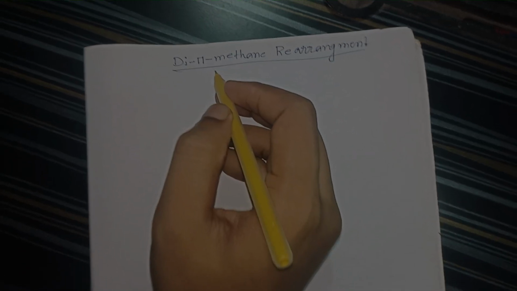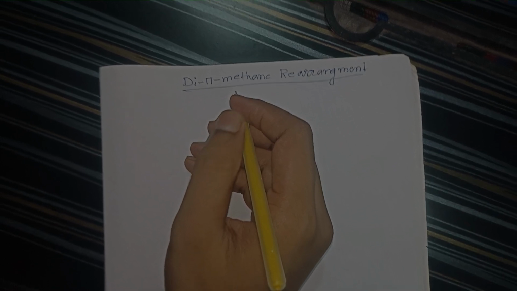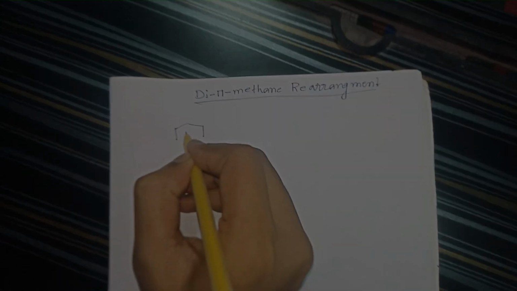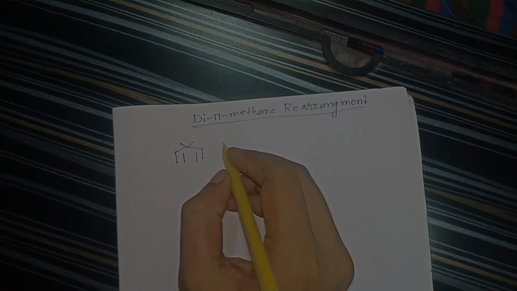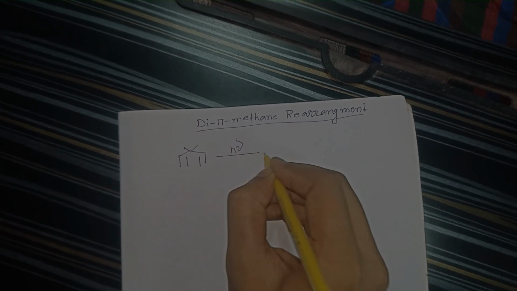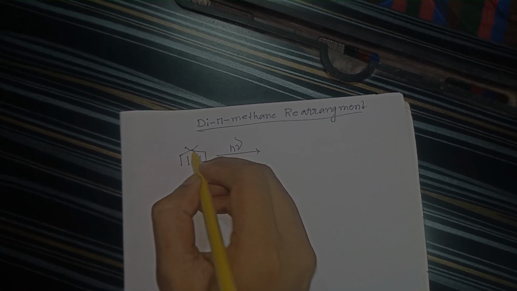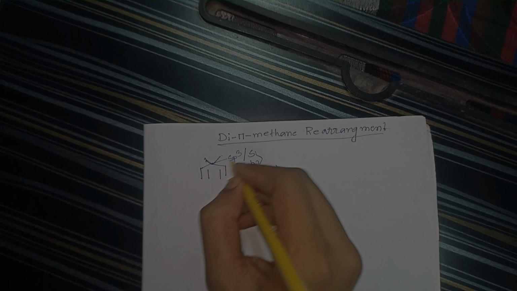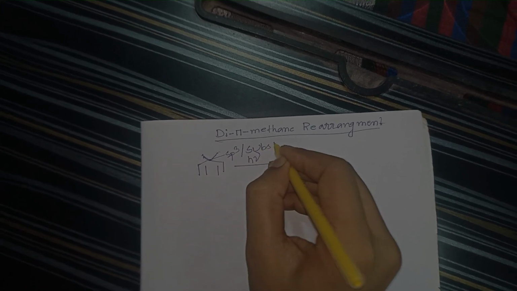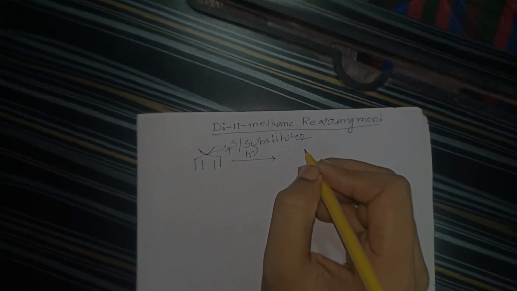Today we will discuss di-π-methane rearrangement. For di-π-methane rearrangement, we require the minimum reactant, and the condition is hν, photochemical condition. Also we require that this carbon should be sp3 hybridized and two substituents present. This is the minimum condition required.